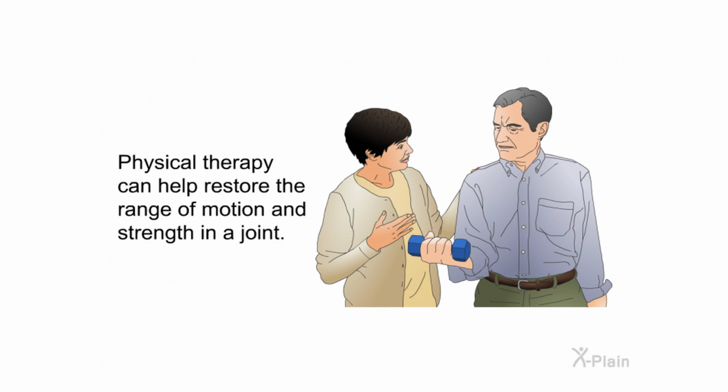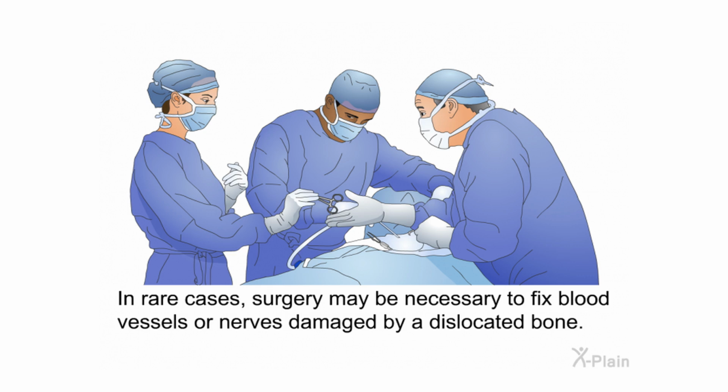Physical therapy can help restore the range of motion and strength in a joint. In rare cases, surgery may be necessary to fix blood vessels or nerves damaged by a dislocated bone.